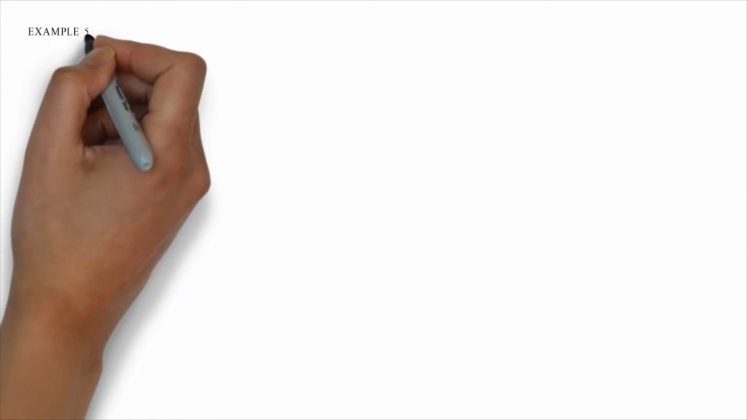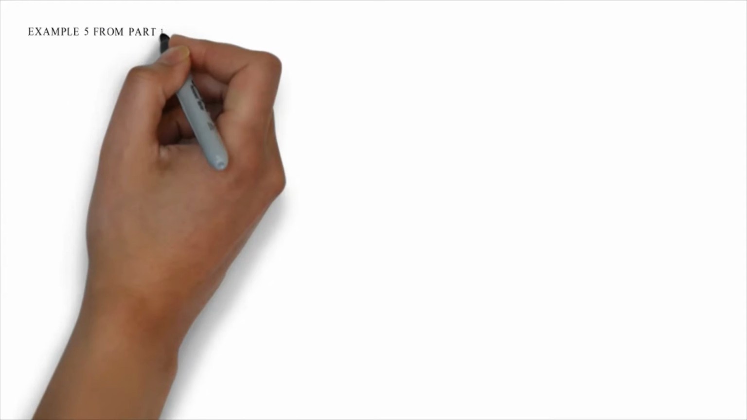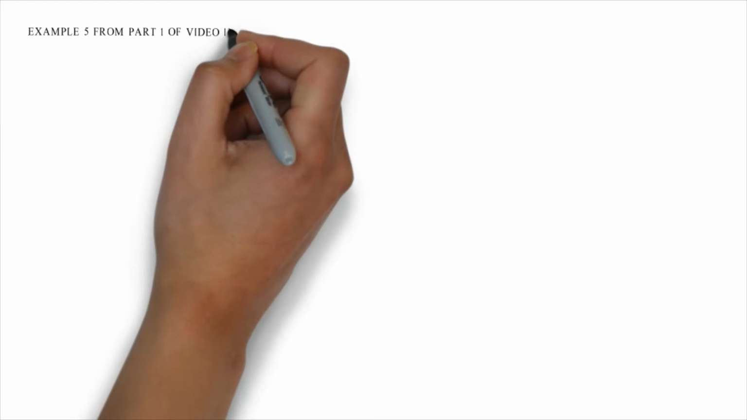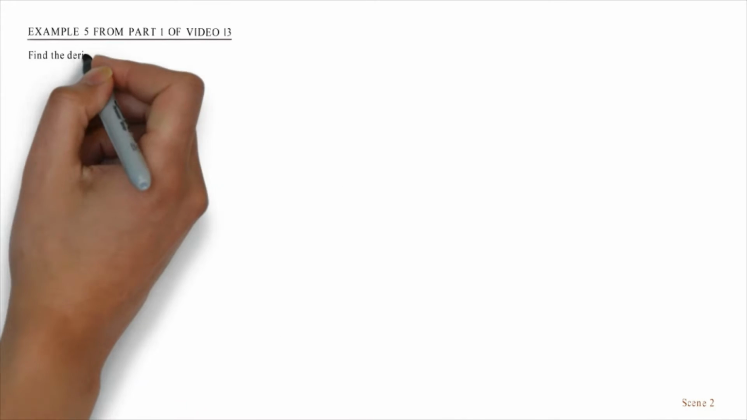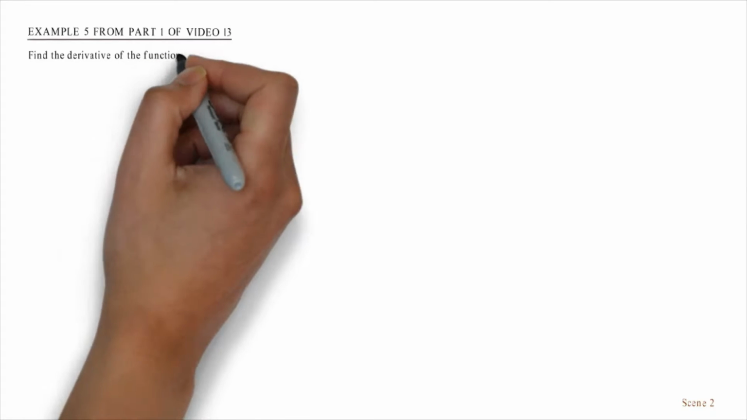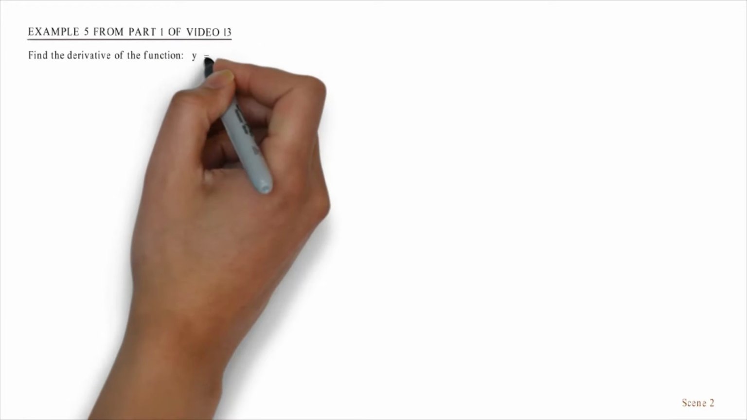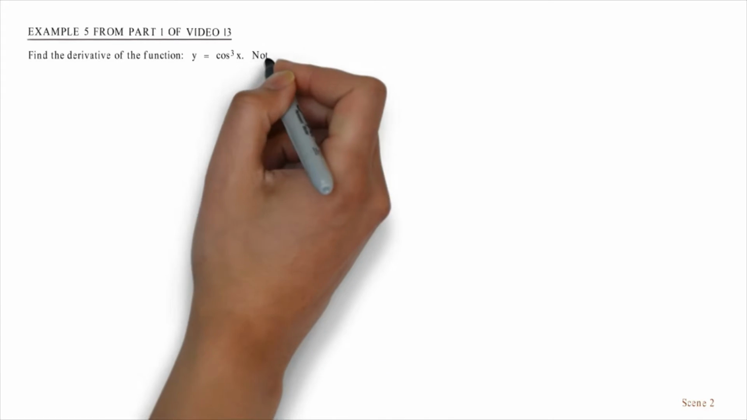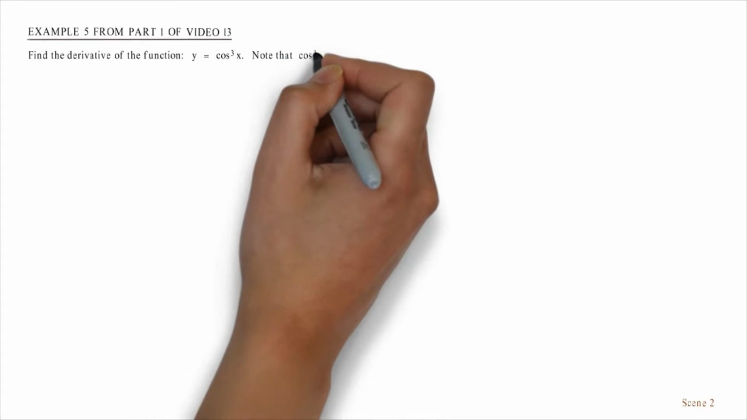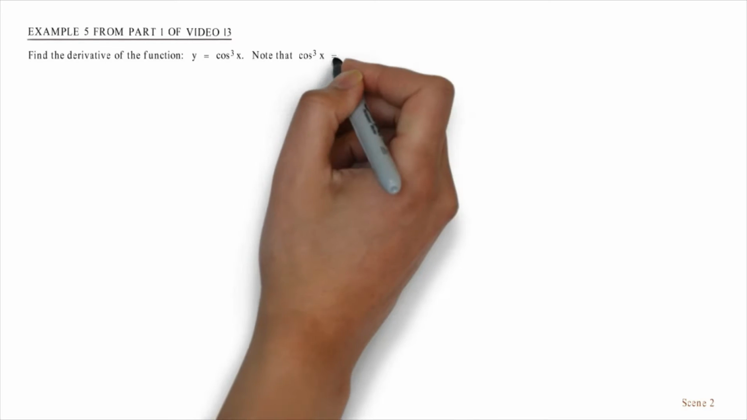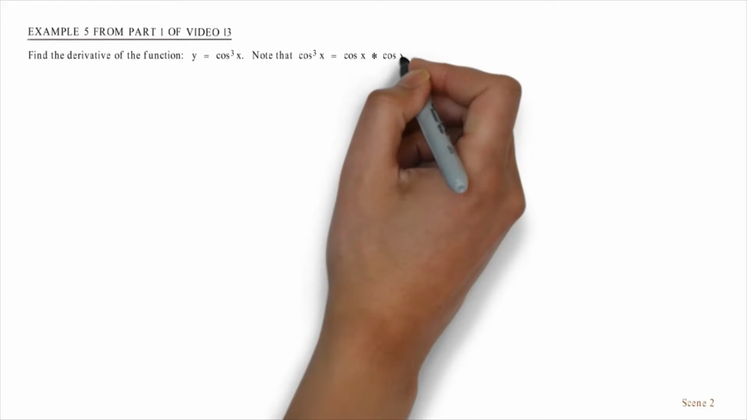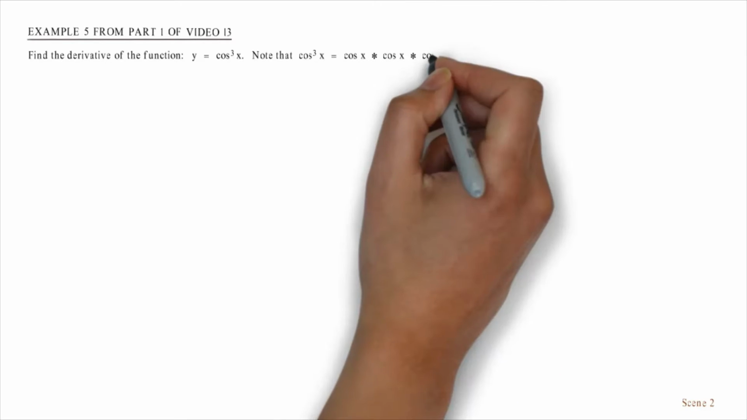Example 5 from Part 1 of Video 13. Find the derivative of the function y equals cos cubed x. Note that cos cubed x equals cos of x times cos of x times cos of x.